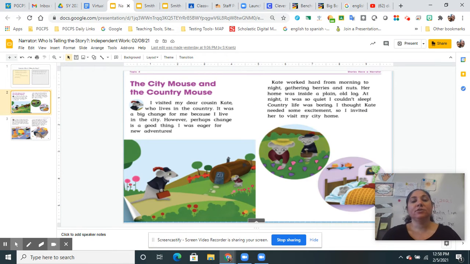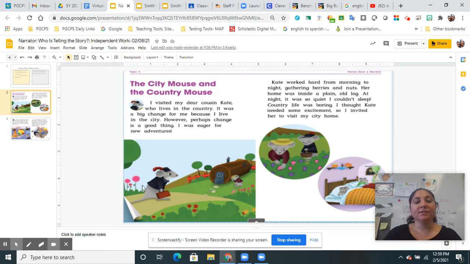The city mouse and the country mouse. I visited my dear cousin Kate, who lives in the country. It was a big change for me because I live in the city. However, perhaps change is a good thing. I was eager for new adventures.